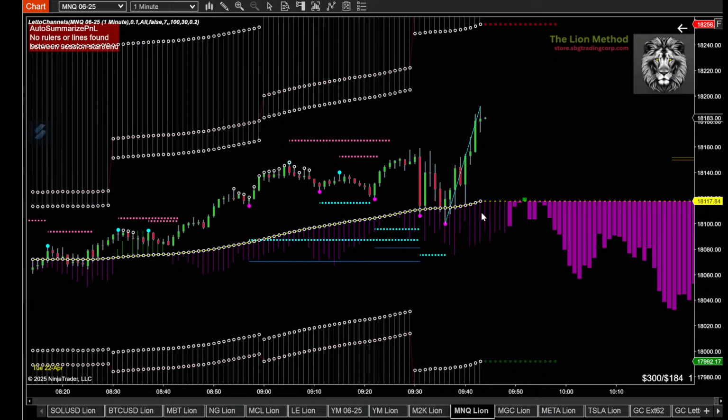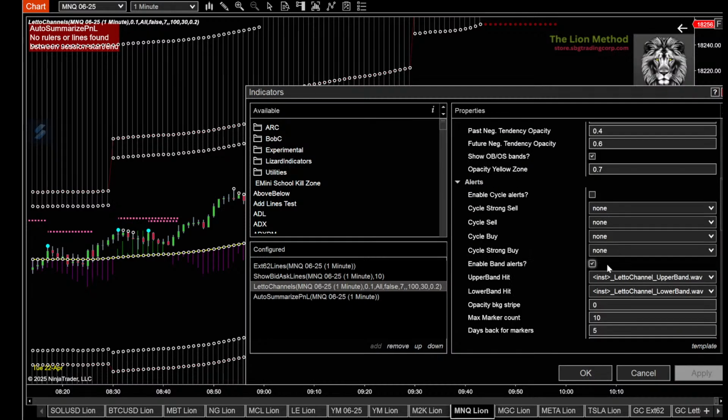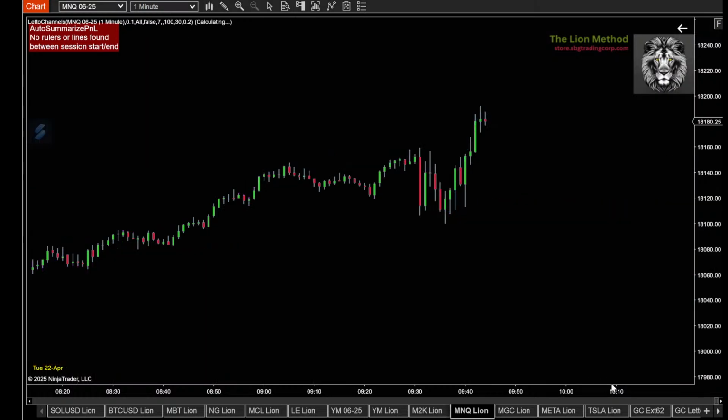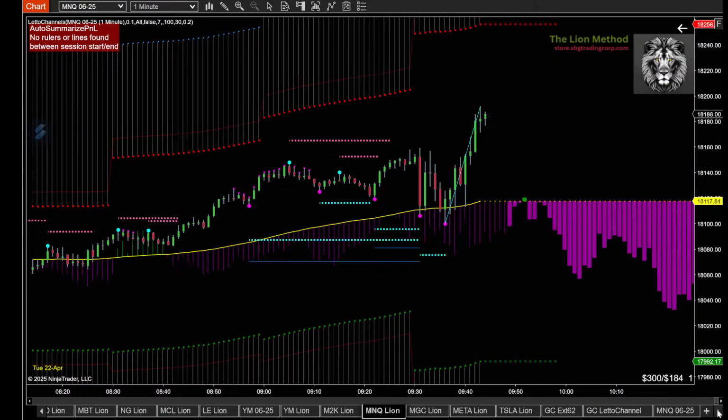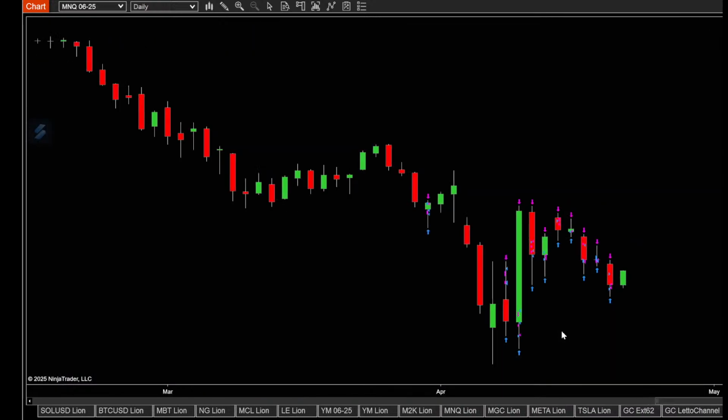Going to turn off those diamonds so we don't globalize those diamonds. They kind of get in the way on bigger charts. With Leto channels, you can globalize the markers that show when we're overbought, oversold. I'm going to turn that off, and that cleans up the chart. So that's interesting.